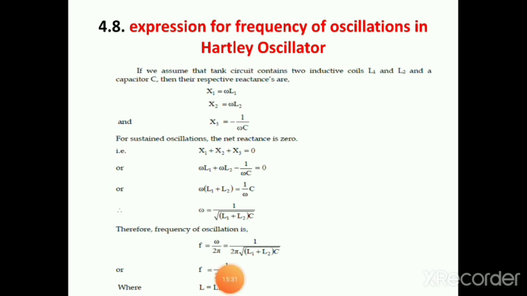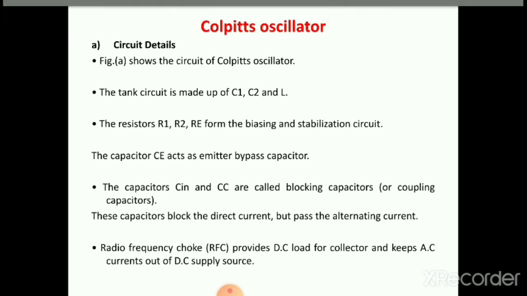F is equal to 1 by 2 pi root LC, where L is equal to L1 plus L2 and they are inductively coupled in series. So the final value of L is equal to L1 plus L2 plus 2M. If we neglect M, the mutual inductance, and consider it as 0, then L is equal to L1 plus L2.